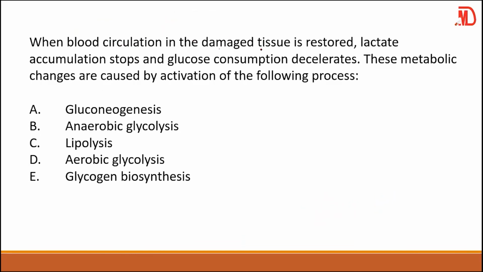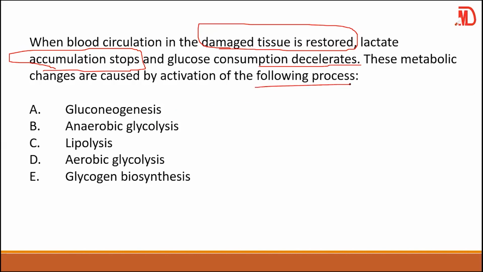When blood circulation in the damaged tissue is restored, lactate accumulation stops. By now, I'm sure you guys are familiar with lactic acid. Lactic acid is formed due to lack of oxygen for glycolysis to take place or for energy to be produced. Now, the lactate accumulation stops and glucose consumption decelerates. You know, glucose is what helps us to produce energy. And then glucose consumption decreases. Now, these metabolic changes are caused by the activation of the following processes.